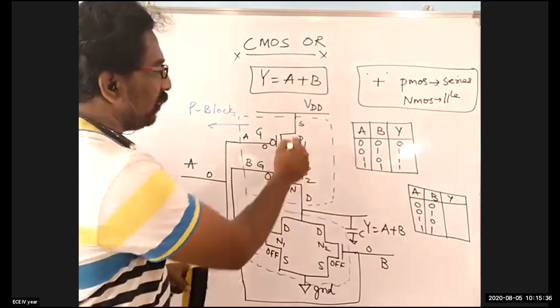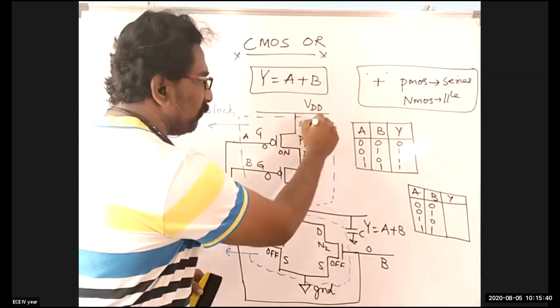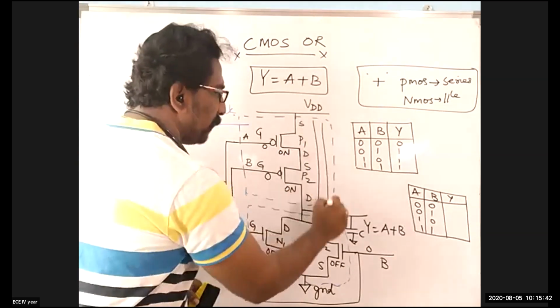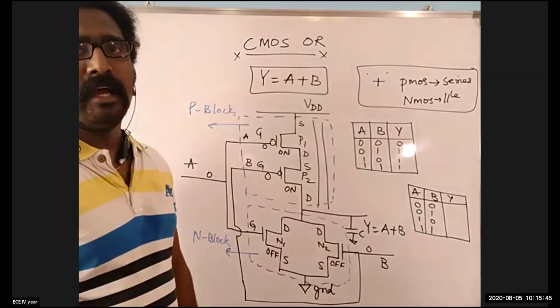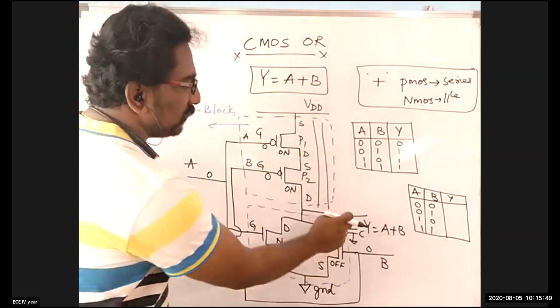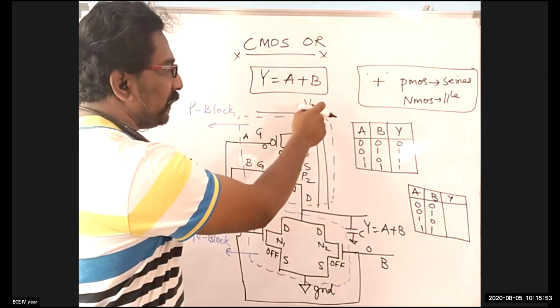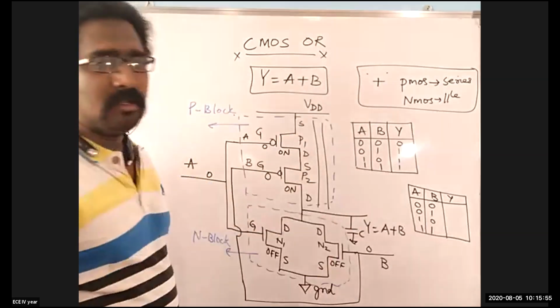And now here, since both this PMOS and PMOS are on, definitely right from VDD to output a path is formed, a channel is formed. And through this channel, since VDD is at the higher potential and the output is at the lower potential, the charge will flow from VDD to this point, the output.